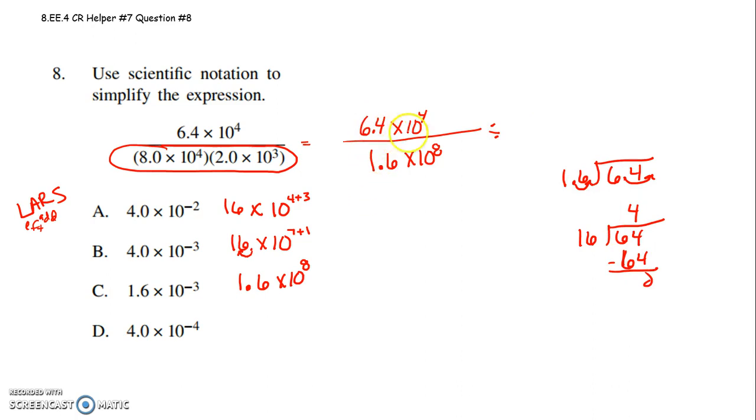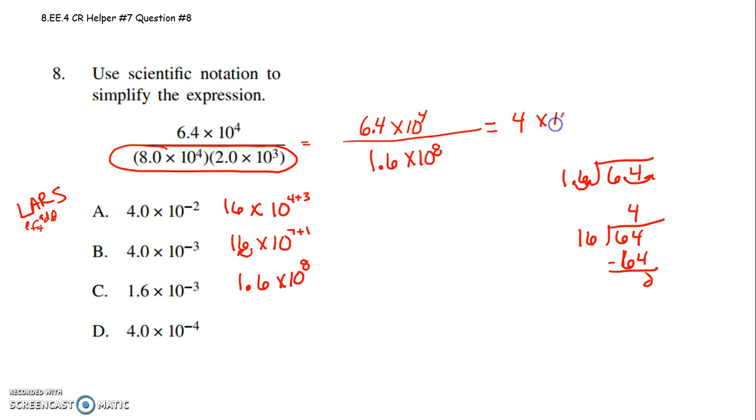So this right here, when I divide those out, 6.4 divided by 1.6, 4 seems reasonable. Because if I was estimating here, I'd say this is around 6. This is around 2. 6 divided by 2 is about 3. So 4 seems like a reasonable answer.